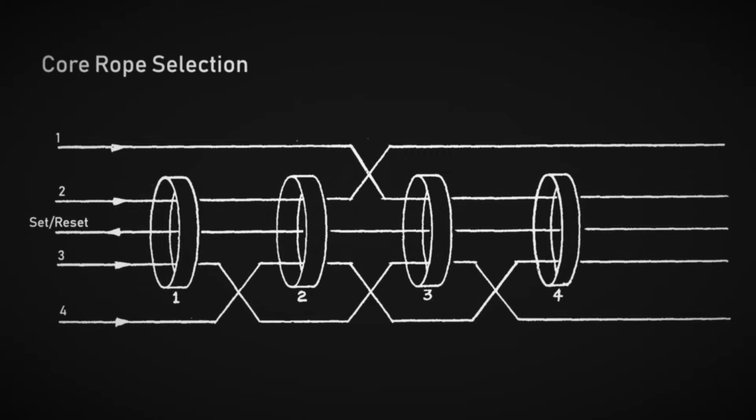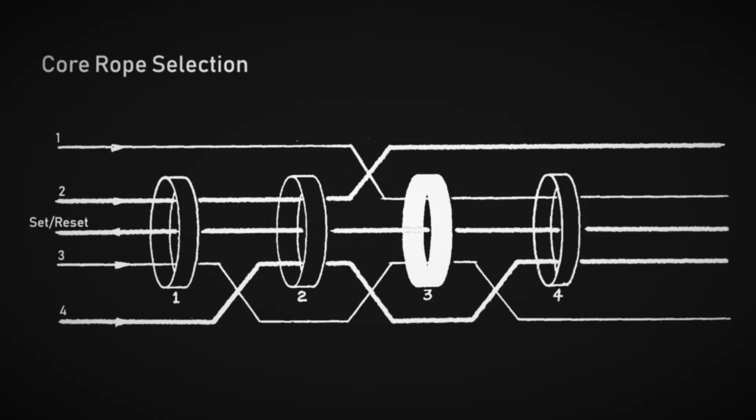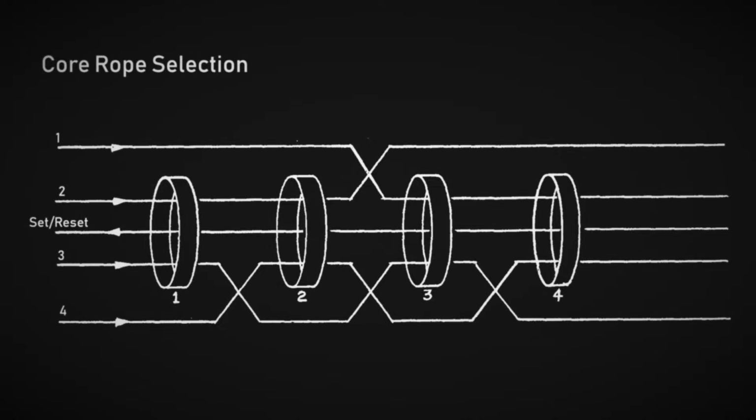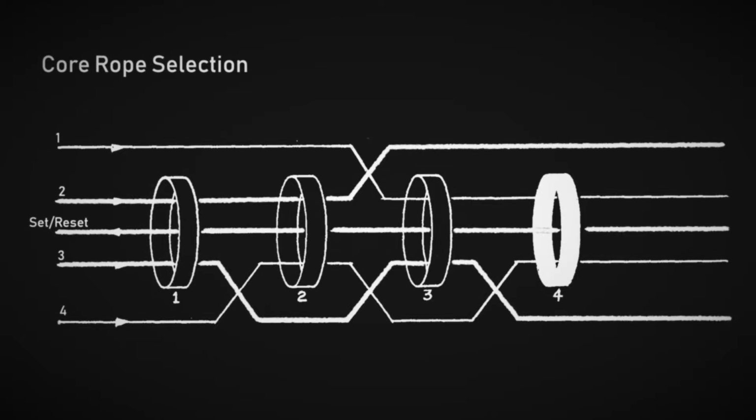After the reset, we can do the same with core 3 by putting current on inhibit lines 2 and 4 and the set reset line. And finally, we can alter the magnetization of core 4 by using lines 2 and 3 and the set reset line.